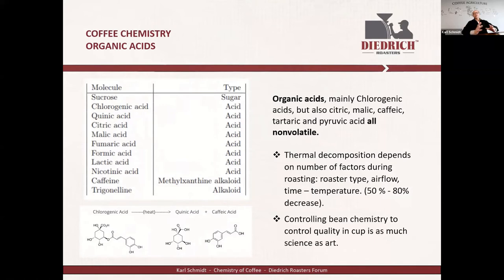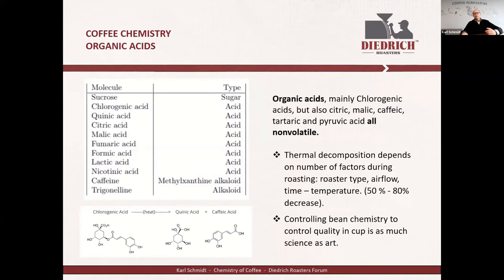Organic acids, mainly the chlorogenic acids, which is the most important acid within the organic acids family, are listed here: quinic acid, citric acid, malic acid, and so forth. The organic acids, the chlorogenic acid, but also citric, malic, and caffeic, are all non-volatiles. Now, why do we say that they're all non-volatiles? Because you're going to find them in the cup. They're going to go through to the cup.